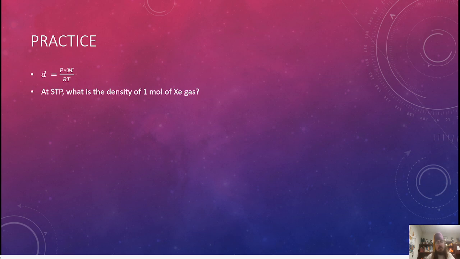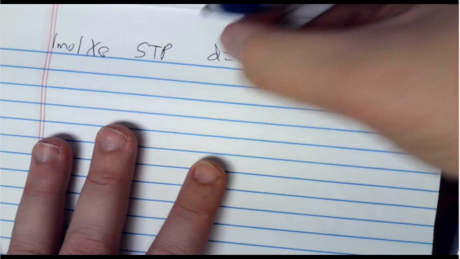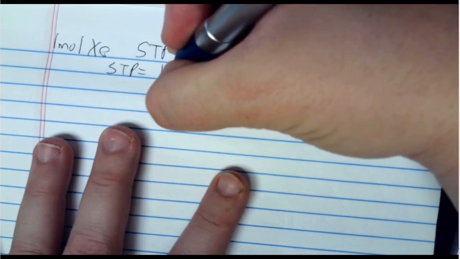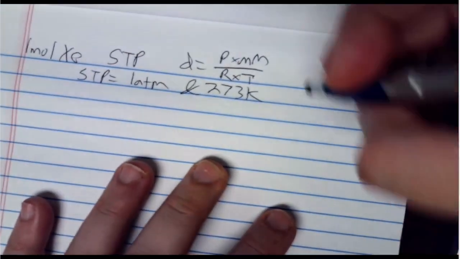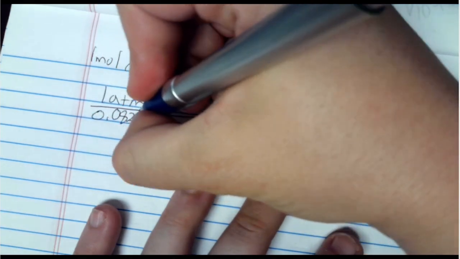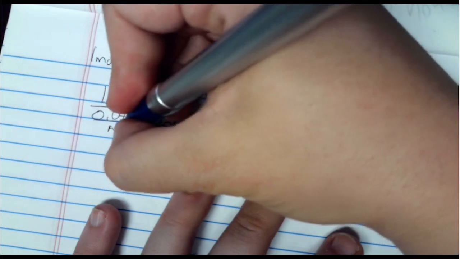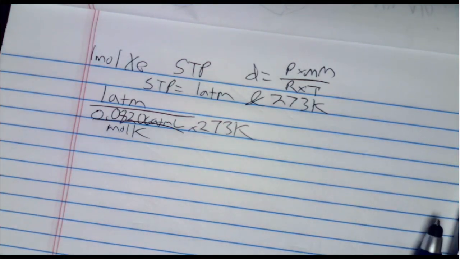So, at standard temperature and pressure, what is the density of 1 mole of xenon gas? To look this up, we need a few things. Density equals P times molar mass over R times T. Standard temperature and pressure is equal to 1 atmosphere and 273 Kelvin, or 0 degrees Celsius. So we have everything we need except for our molar mass. R is 0.08206 atmosphere liter per mole Kelvin, and 273 Kelvin. So the last step is just to look this up.